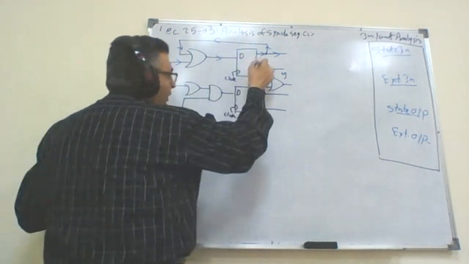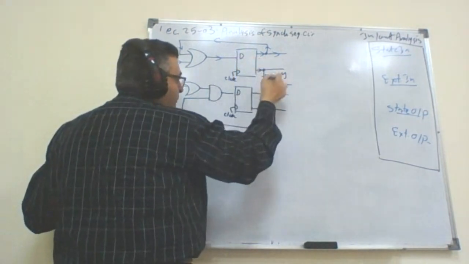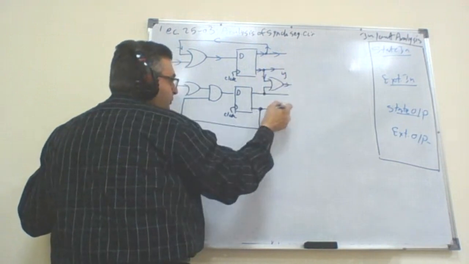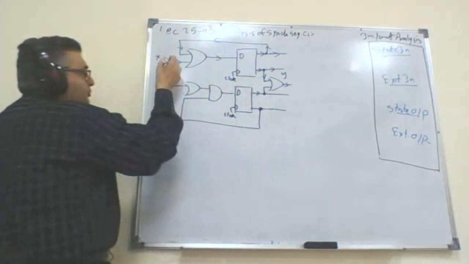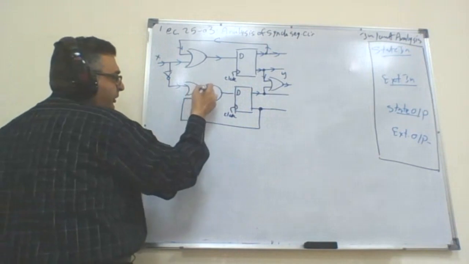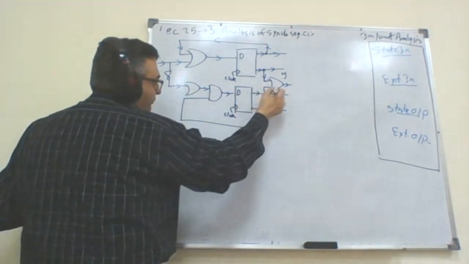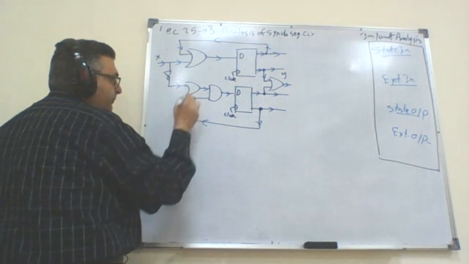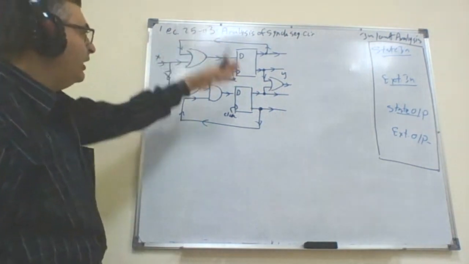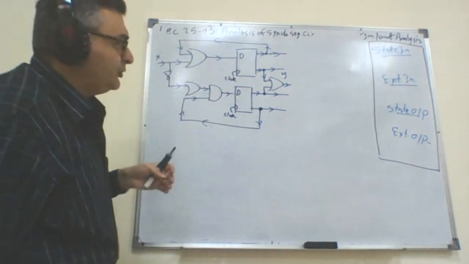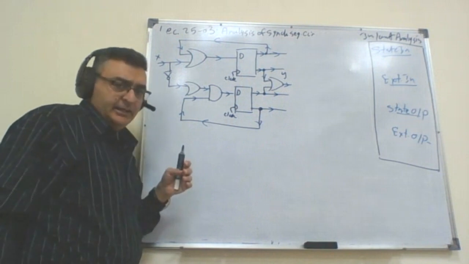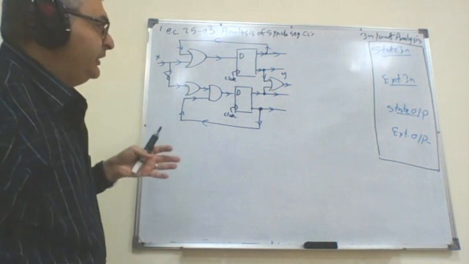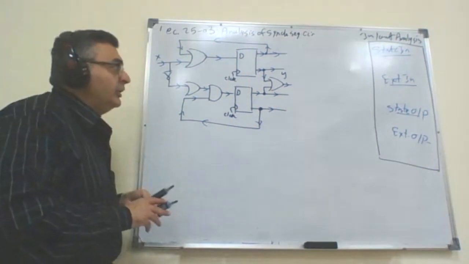And I have also output from here, which supplies the external output. And I have also a signal coming from the input here, going to the flip-flop, and here going back through the feedback. These blue arrows show the flow of signal. Agree? Now we need to do the analysis.